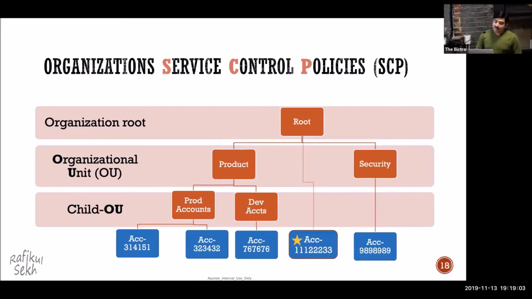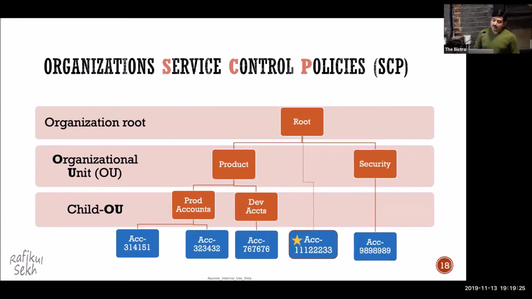Now, we can attach allow and deny. By default, when we create organizations, for all those OUs, it will be allow all services and all actions will be added to them. And we need to have at least one service control policy attached to those OUs or accounts.